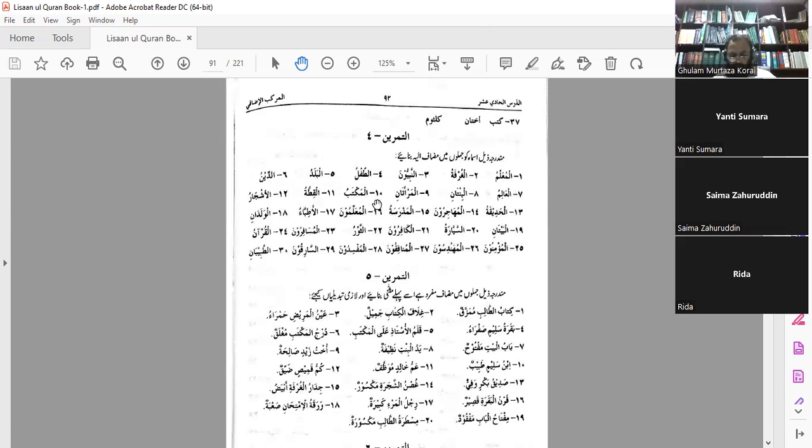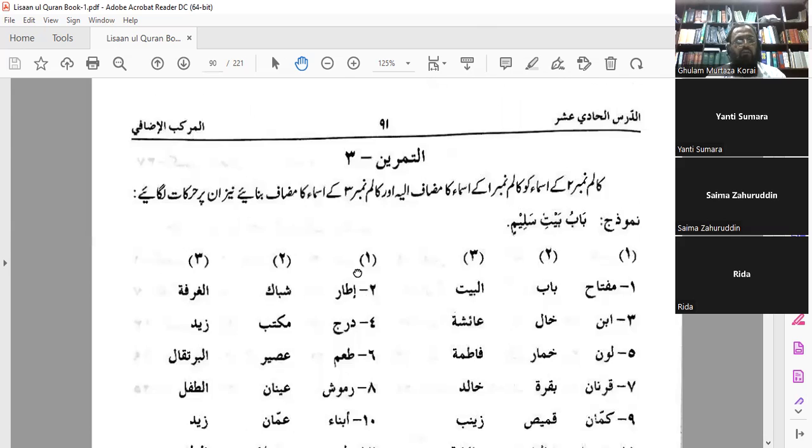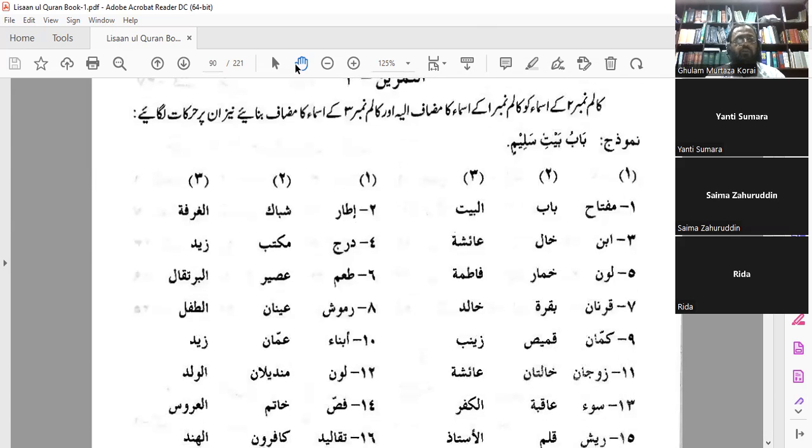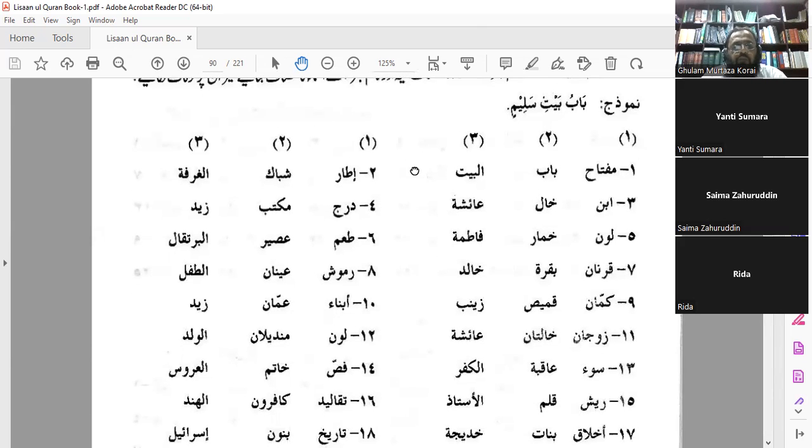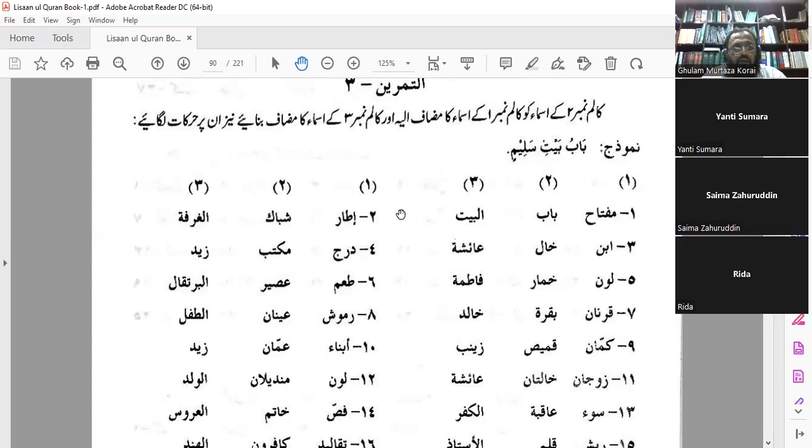Can I see third? Where is the third exercise? Yes, this one. Mr. Mike, please mute. Mr. Rida. Okay, now you can see these. We have got the exercise that indicates more muzaf and more muzaf ilay. So let's start it.